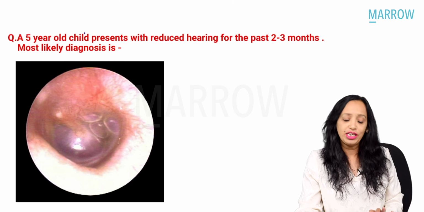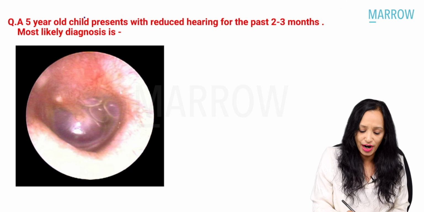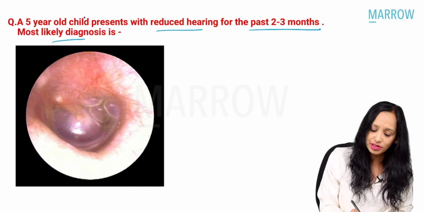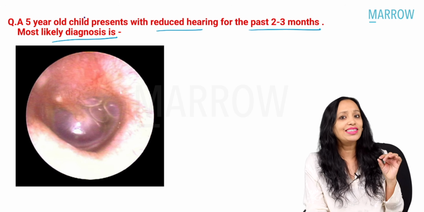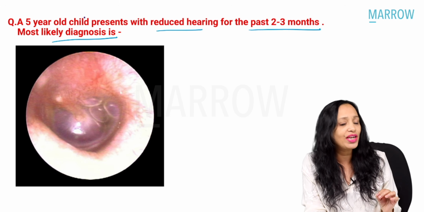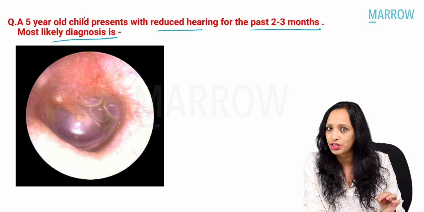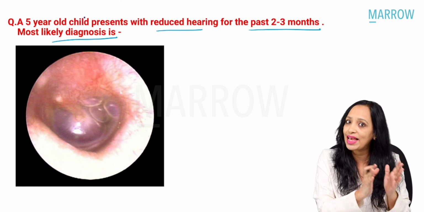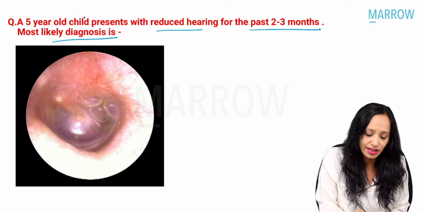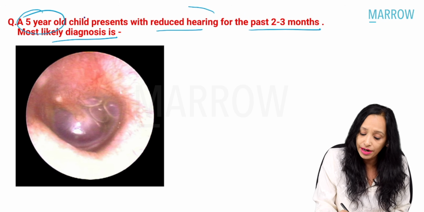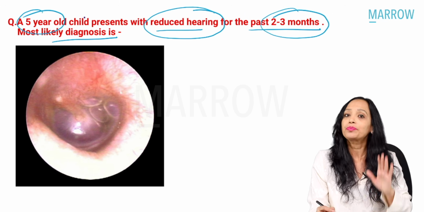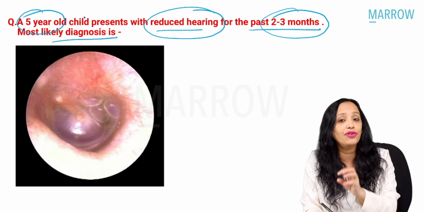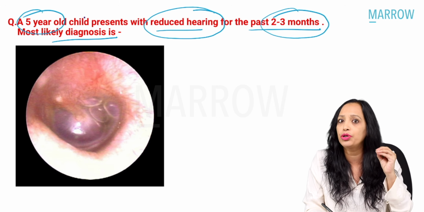So coming to the next question: a 5-year-old child presents with reduced hearing for the past 2 to 3 months. Most likely diagnosis is? This is a clinical STEM question, and whenever we are seeing an image in a clinical STEM question, first try to come to a diagnosis by reading the question and then see the picture. When we read this question, 5-year-old child, reduced hearing for 2 to 3 months. A child with the only complaint of decreased hearing for a few months, what should come to your mind?